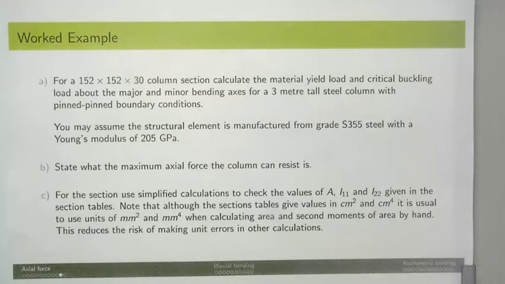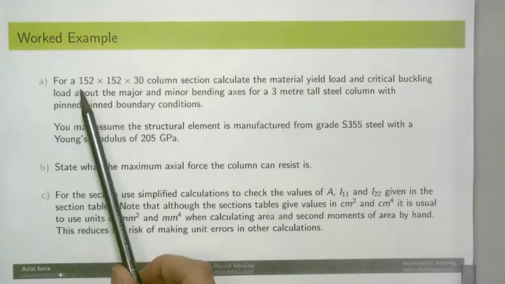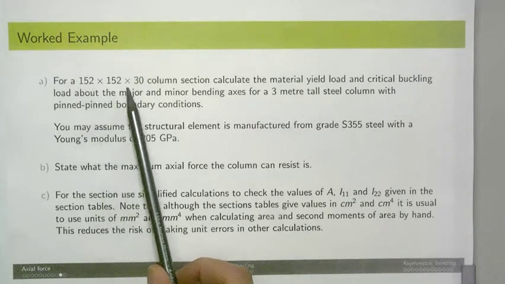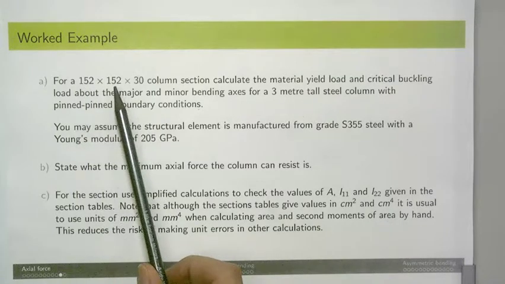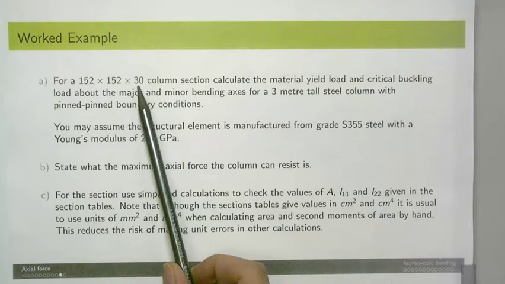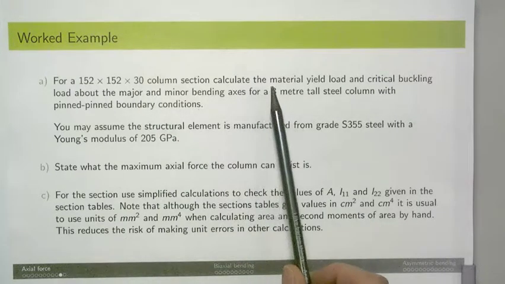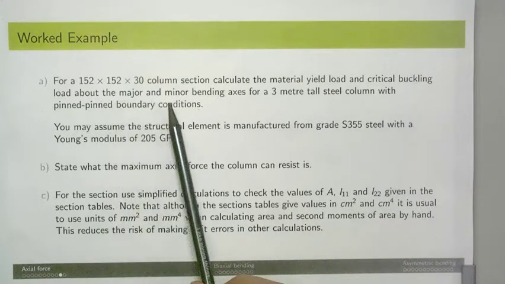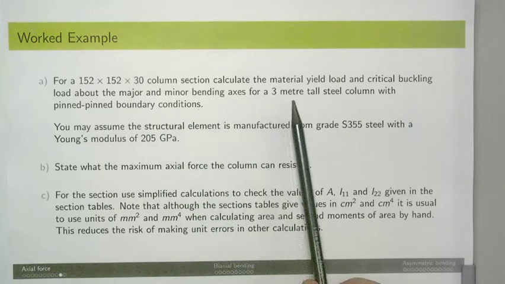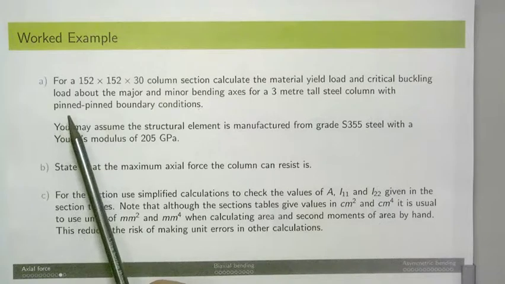Okay, so for the axial force worked example, we're told that we're to use a particular column section. I'll come on to what these mean in a second, but basically we have the height, the width, and then for column sections or H sections, we have the weight in kilograms per metre, so per metre run of the section. And we're told that we're to find both the material yield load and the critical buckling load about the major and the minor bending axes for a 3 metre tall steel column with pin-pinned boundary conditions.